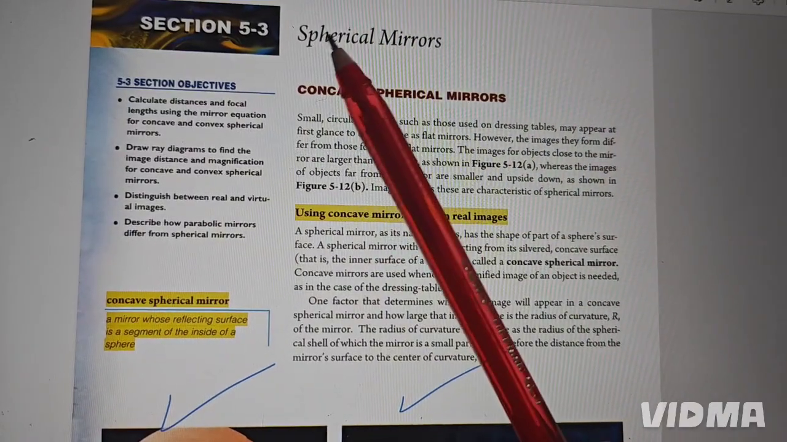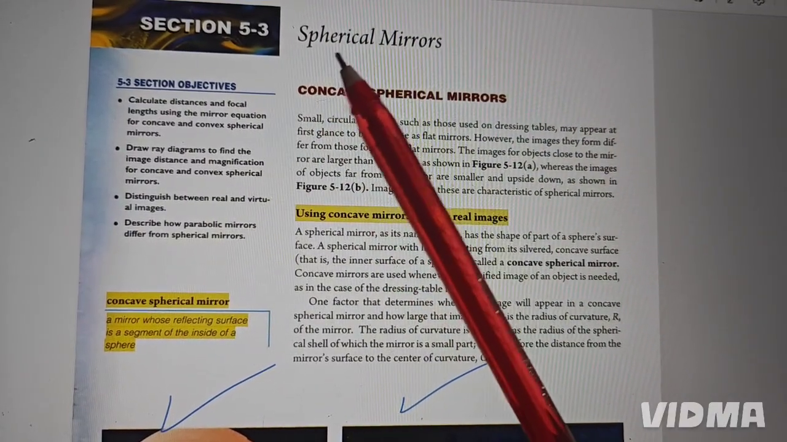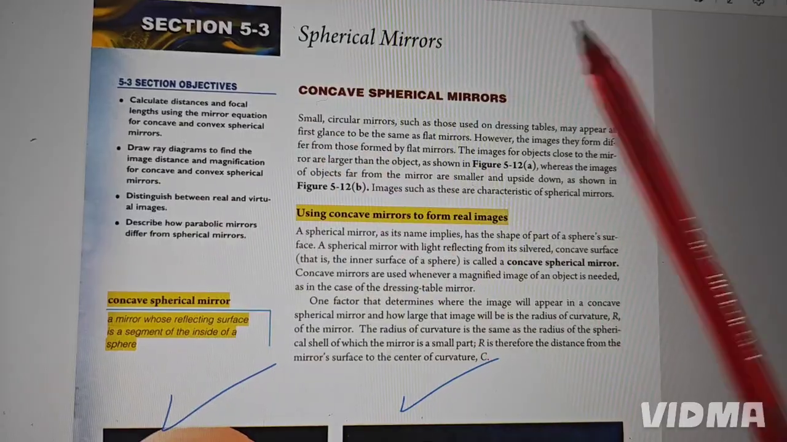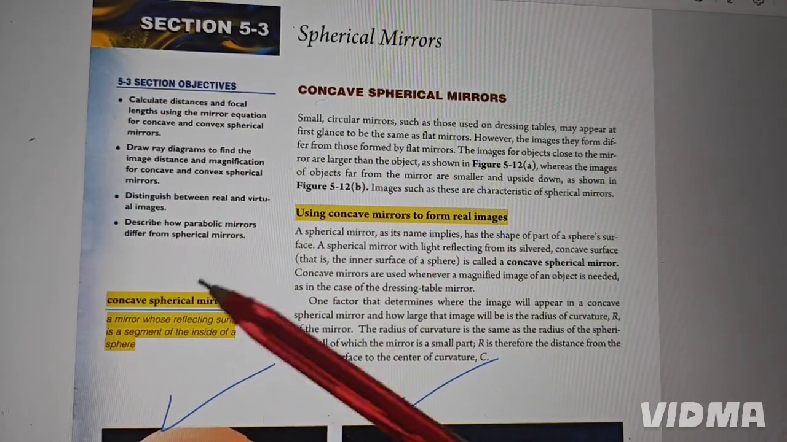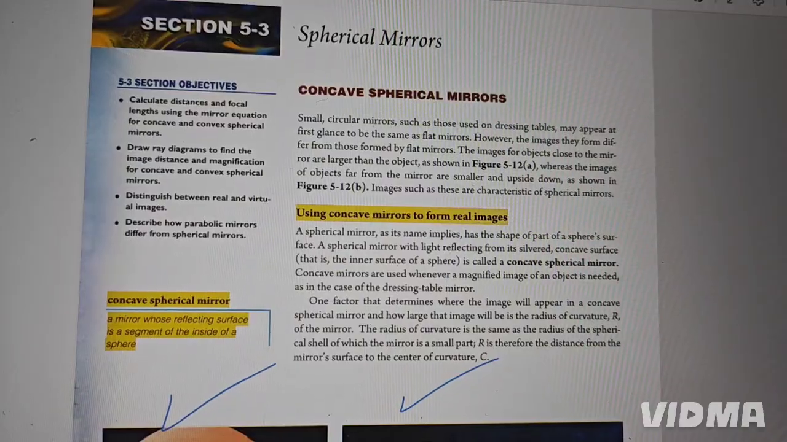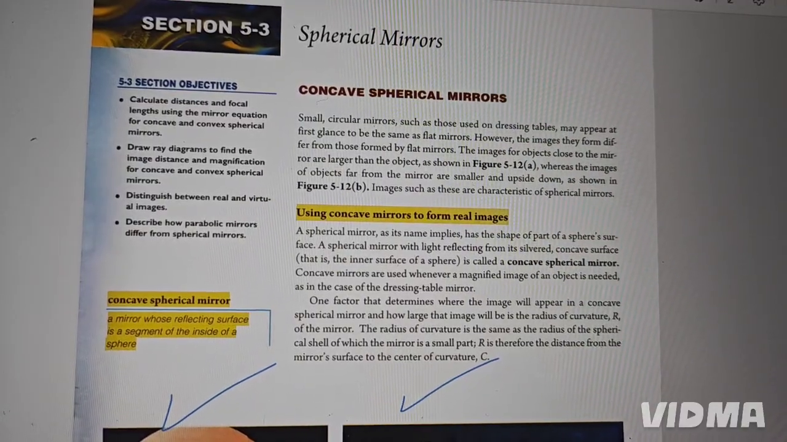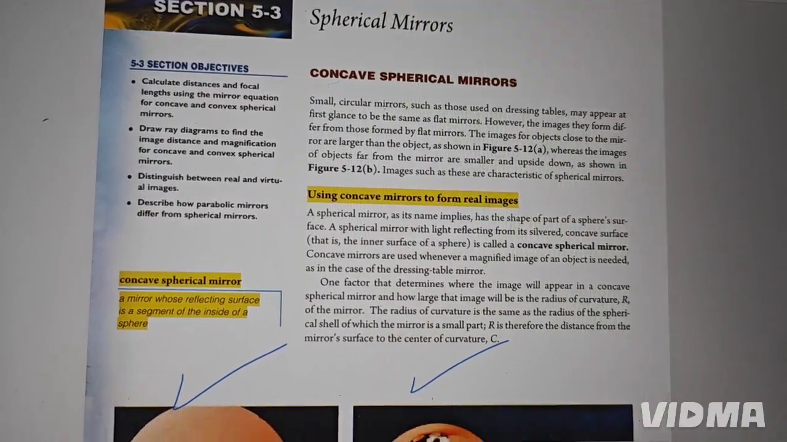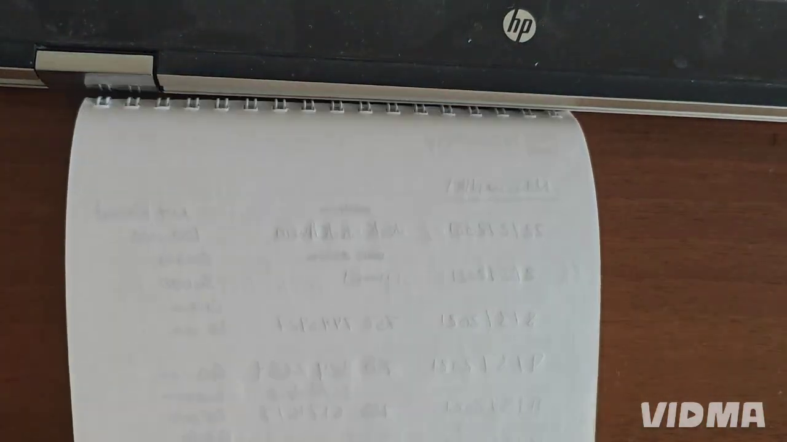So we have two types of spherical mirror actually. One of them is called concave spherical mirror and the other convex spherical mirror. Today only we're going to explain concave spherical mirror. First of all, let me tell you some notes about what is spherical mirror or the shape of spherical mirror.